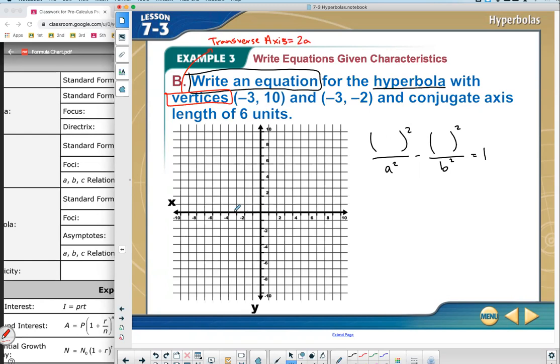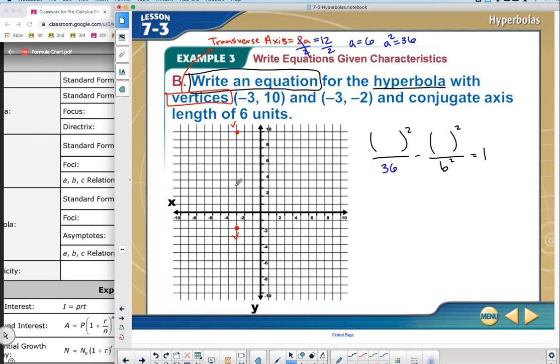So let's plot these points. It says go left 3, up 10. Go left 3, down 2. So there are my two vertices. Let's determine what we can from here. If you think in terms of distance, this is up 10. This one's down 2. For distance, you're positive 2, positive 10. How far apart are those? 12. So 2a equals 12. What does 1a equal? 1a has to equal 6. And for the formula, that means a squared equals 36.